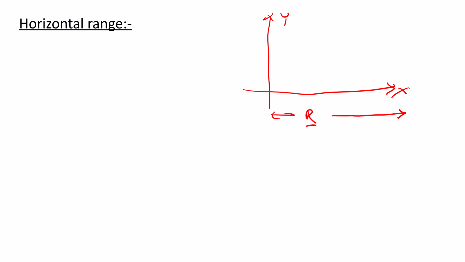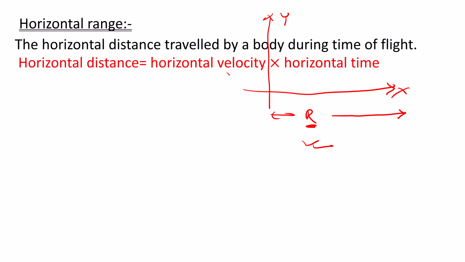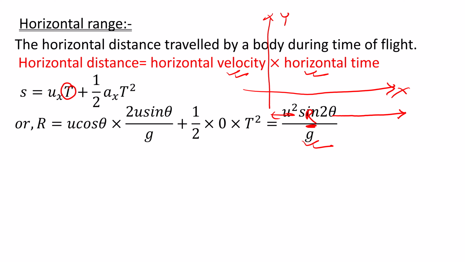Horizontal range. The horizontal distance traveled by the projectile is called horizontal range. This is horizontal range R. Horizontal range is horizontal velocity times horizontal time. Using s = ut + (1/2)at², where t is the time of flight and s is equal to R now.